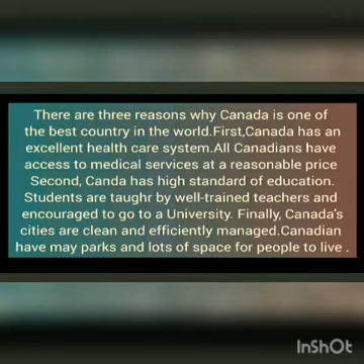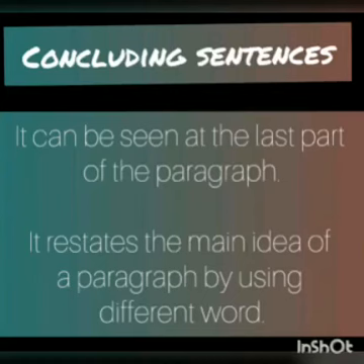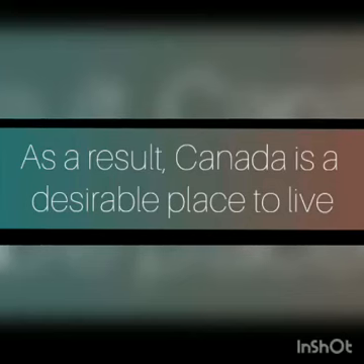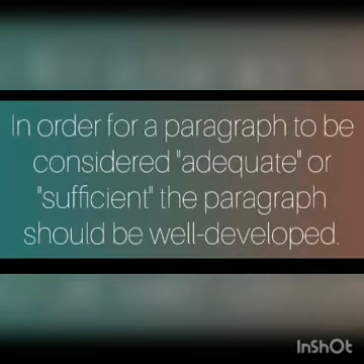And lastly, the concluding sentence. It can be seen at the last part of the paragraph. It restates the main idea of the paragraph by using different words. In short, it summarizes the connections between the information discussed in the body of the paragraph and the paragraph's controlling idea. In the given example, the concluding sentence here is, as a result, Canada is a desirable place to live.